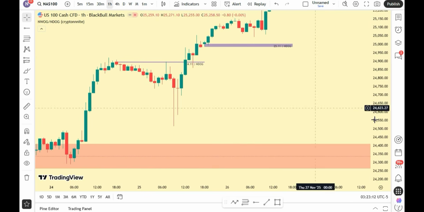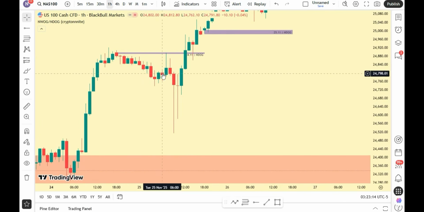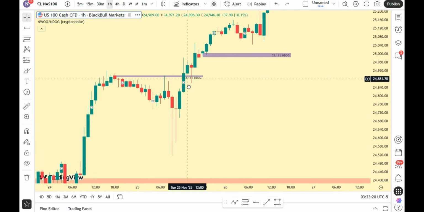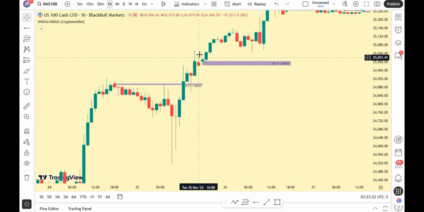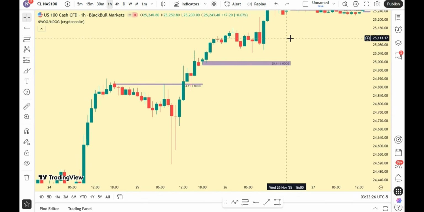Look how many reactions we get. Reaction, reaction, reaction, and another sell-off here. Price reacts again, closes above it, reacts, reacts, reacts. You can see how strongly the candle bodies respect these new day opening gaps.